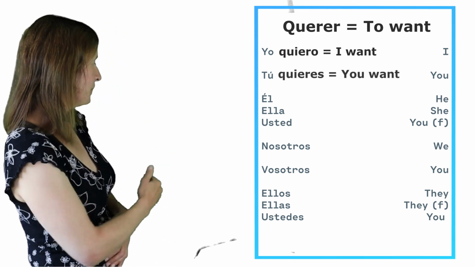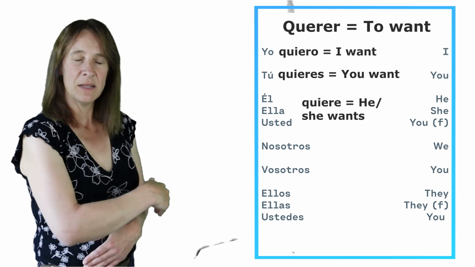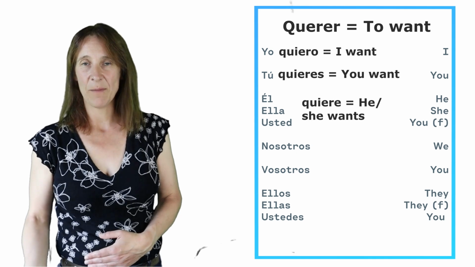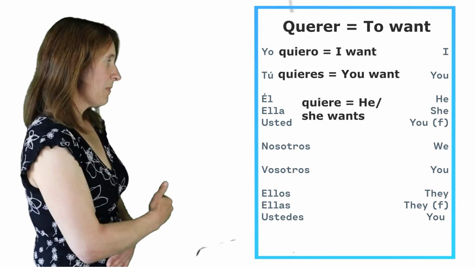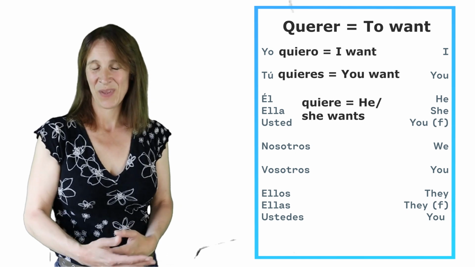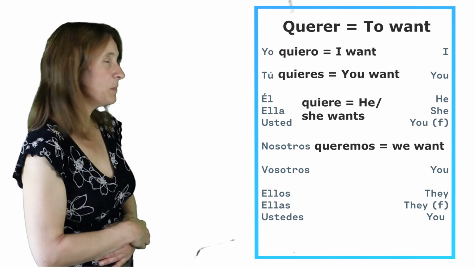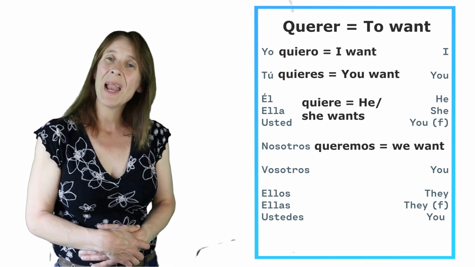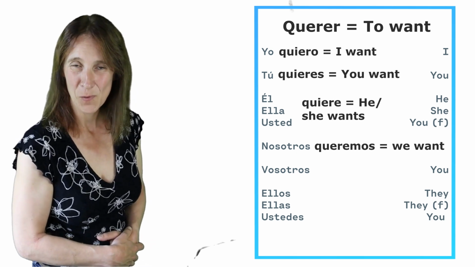Tú quieres, él quiere, ella quiere. This is very useful if you're ordering food para tus amigos, tu familia. Yo quiero una ensalada. Mi madre quiere un vaso de agua con gas. We have nosotros queremos. Oh, look, the I has disappeared again. We want. Nosotros queremos una mesa para cuatro, por favor. A table for four, please.